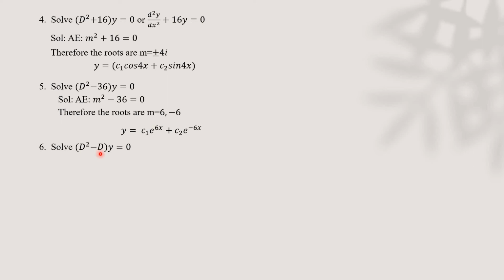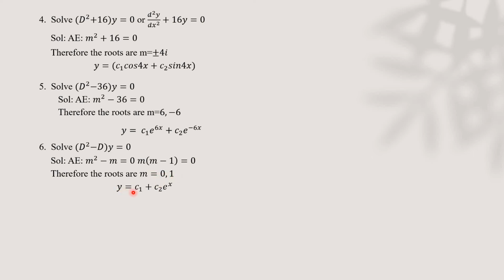d square minus d on y equal to 0. This is a very important problem. So the auxiliary equation is m square minus m equal to 0. Without a calculator, you can solve this problem by taking m as common. You get the factors as m into (m minus 1) equal to 0. Therefore, one root will be 0 and another root will be 1, by equating these two factors to 0. So the roots of this equation are 0, 1.